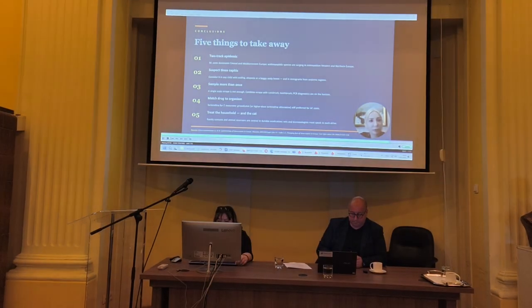Five things to take away. Microsporum canis dominates Central and Mediterranean Europe. Anthropophilic species are predominant in metropolitan Western and Northern Europe. Consider it in any child with scaling, alopecia, or a body or scalp lesion, and in immigrants from endemic regions. A single scalp scrape is not enough.